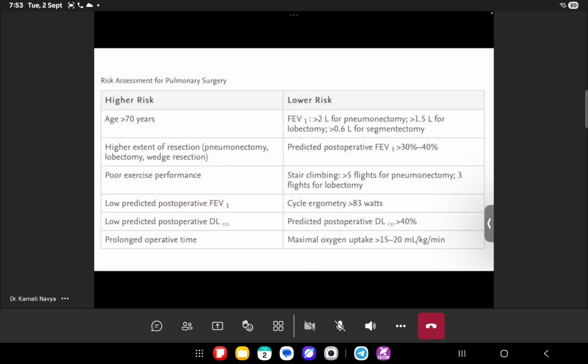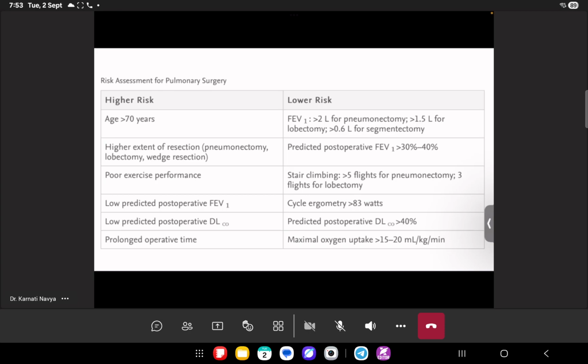Risk assessment for pulmonary surgery: age more than 70 years, a higher extent of resection like pneumonectomy, lobectomy, and wedge resection, poor exercise performance, low predicted post-op values of FEV1 and DLCO, and a prolonged operative time are considered higher risk. Whereas the low risk patients have a good volume of more than 2 liters for pneumonectomy, 1.5 liters for lobectomy, and 0.6 liter for segmentectomy, and a post-op predicted value of more than 30 to 40%.